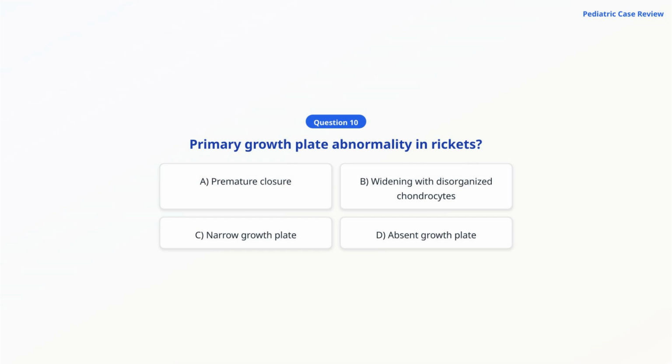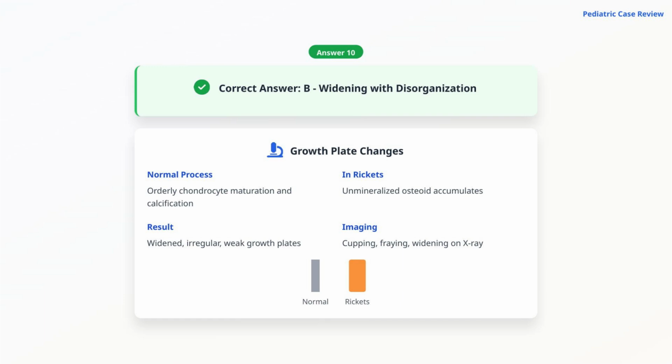Question 10. What is the primary growth plate abnormality observed in rickets? Option A, premature closure. Option B, widening with disorganized chondrocyte. Option C, narrow growth plate. Option D, absent growth plate. The correct answer is B, widening with disorganized chondrocyte.